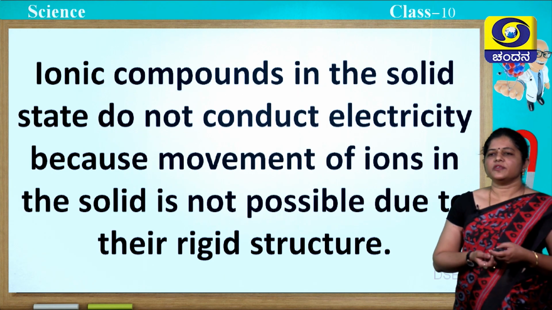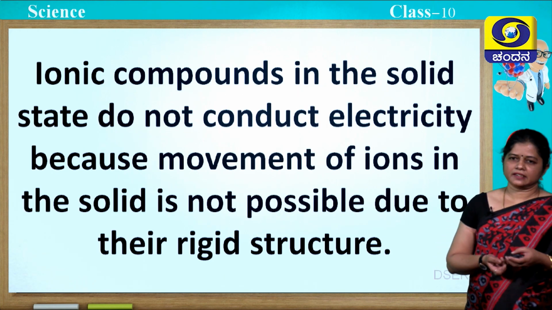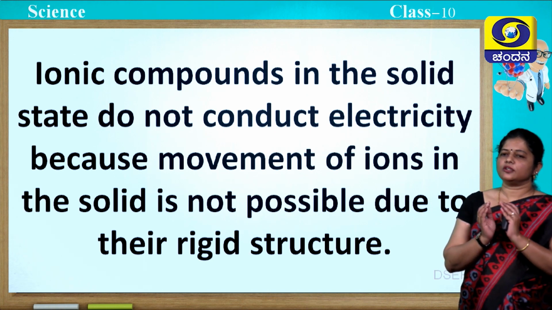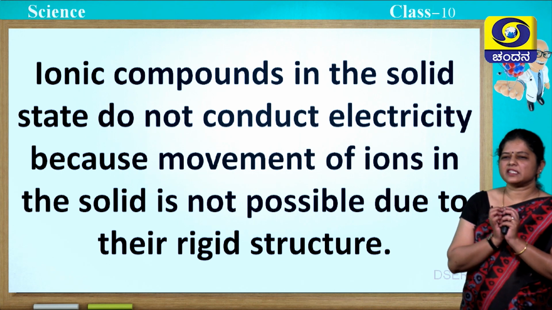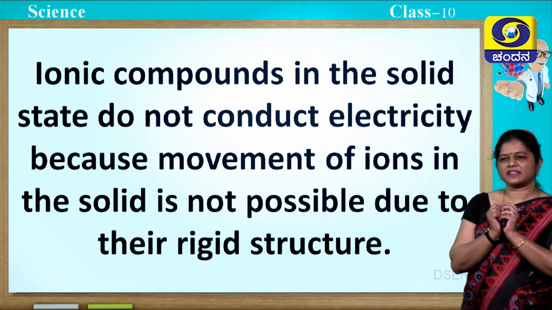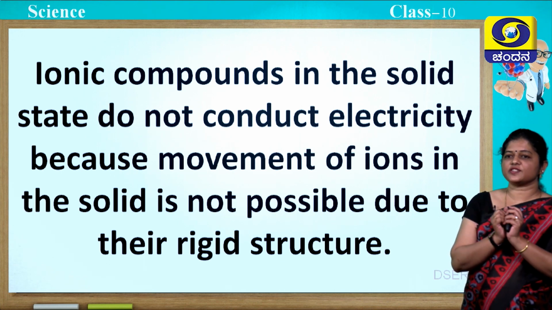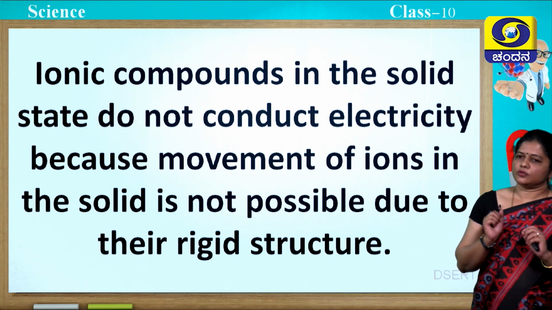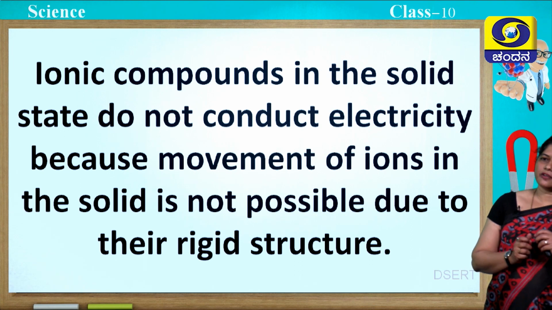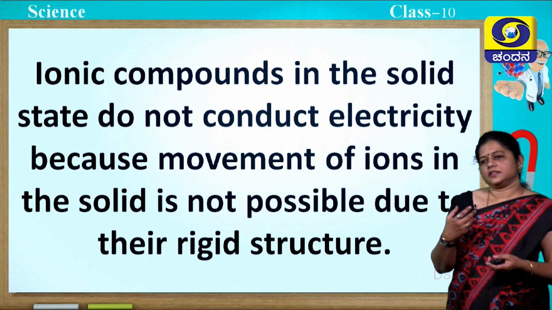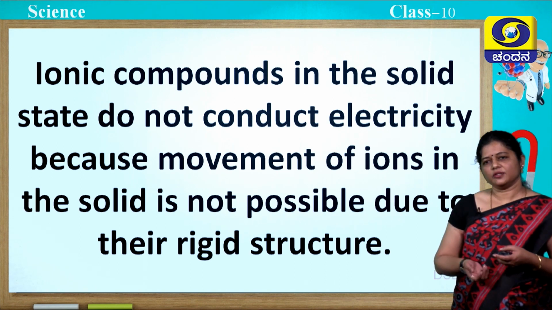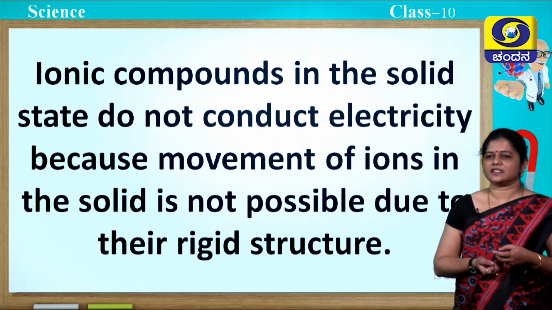Ionic compounds in the solid state do not conduct electricity because the movement of the ions in the solid is not possible due to its rigid structure. All solids have a very rigid structure, and in this rigid structure the ions are not able to move. So, there is no possibility of movement of the ions, and you know that electricity is the flow of electrons, and that is why it is not possible in the solid state.